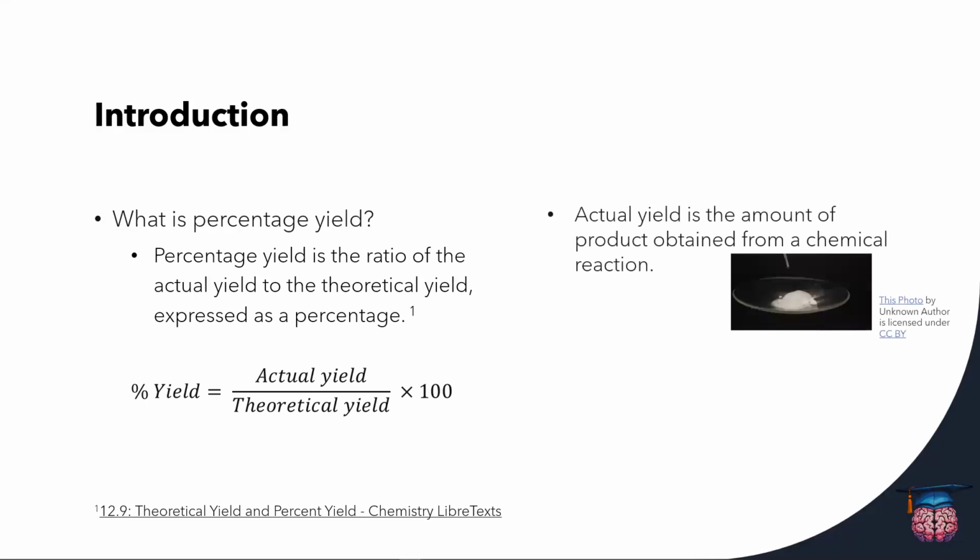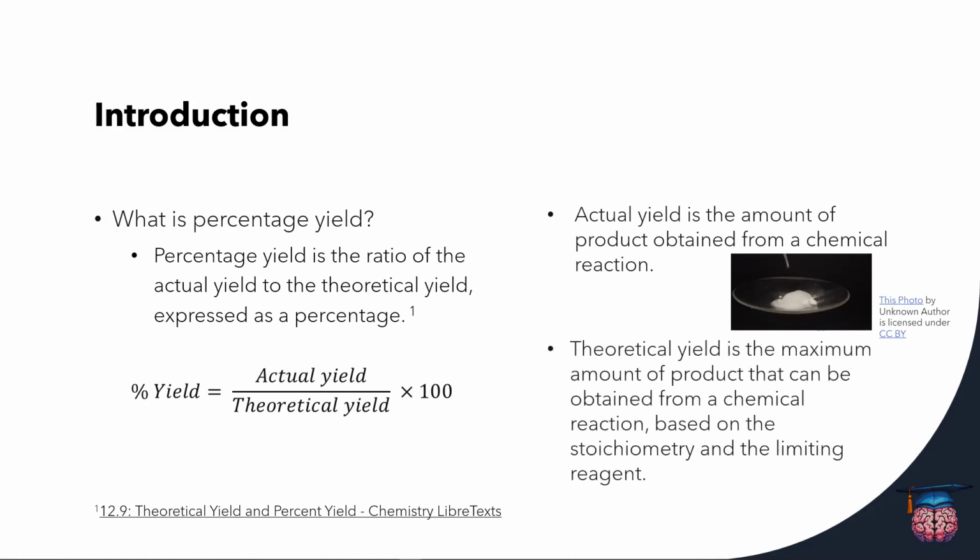So what is our actual yield? This is the amount of product that can be obtained from a chemical reaction. So typically, if you're in a lab setup, this will be the weight of your final product. And if you are in a test setup or where you're busy doing an assignment, this will be given to you in the problem statement. The theoretical yield is the maximum amount of product that can be obtained from a chemical reaction. This is based on the stoichiometry of the balanced equation and the limiting reagent.